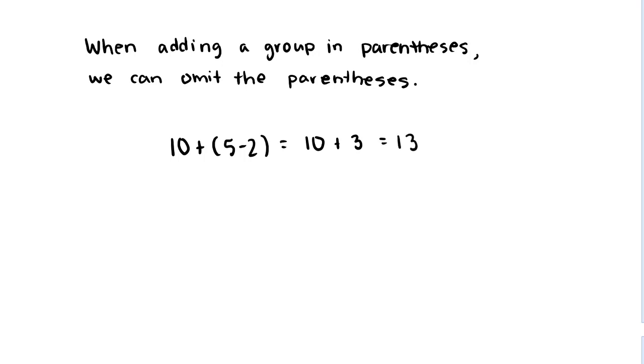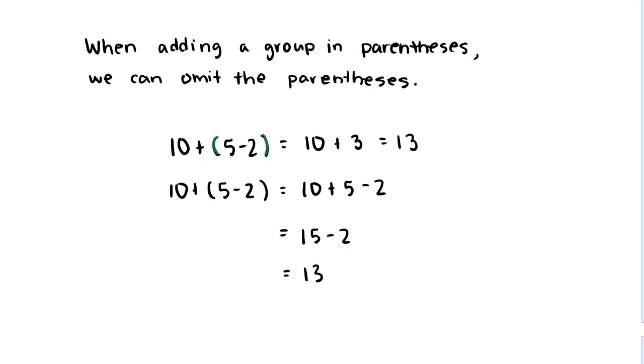And so what I'm saying here is that when we're adding a group like this in parentheses, we can typically just drop the parentheses and keep all of the signs of every term the same. So 10 plus the quantity 5 minus 2 is really just the same as taking 10 and adding on 5, then subtracting 2. There's really no difference. If I have 10 plus 5, that's 15, and I still have the minus 2, and this is still 13. Dropping those parentheses from here to here didn't really do anything to our expression.